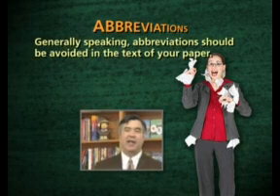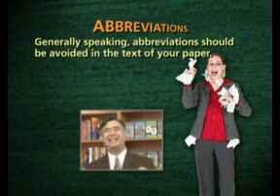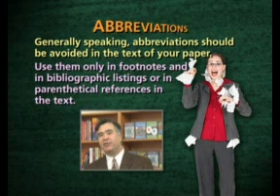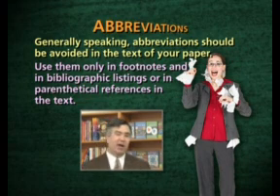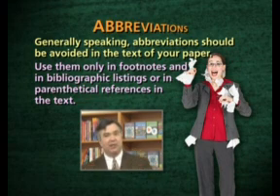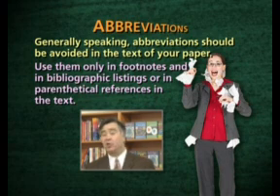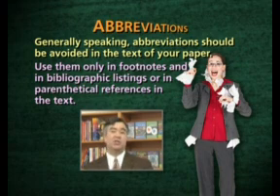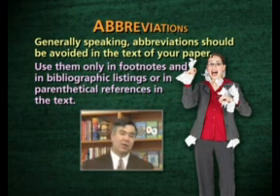Generally speaking, abbreviations should be avoided in the text of your paper. Use them only in footnotes and in bibliographic listings or in parenthetical references in the text. As you recall, the APA and MLA style use parenthetical references to books and articles rather than footnotes, and abbreviations can be used in these. Now, within this rule, here are some specific abbreviations you should know along with how to use them.